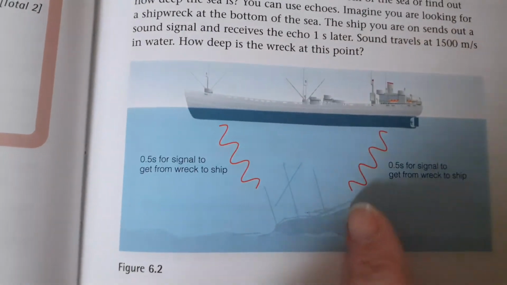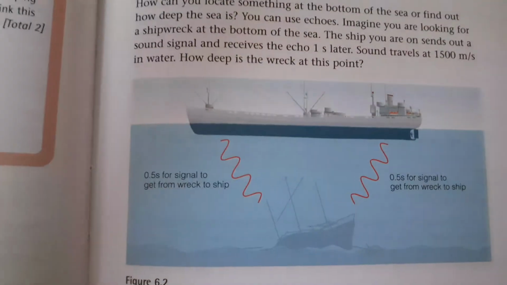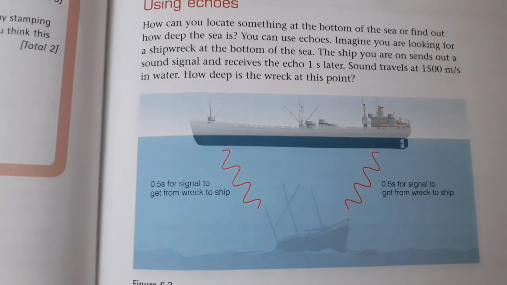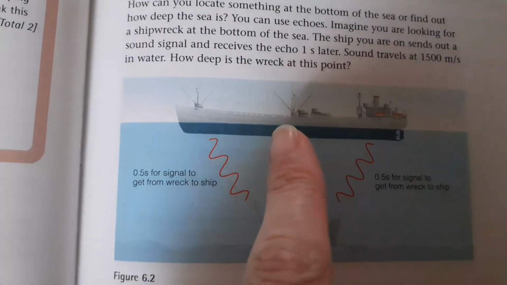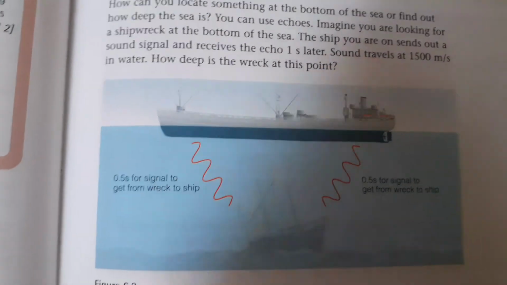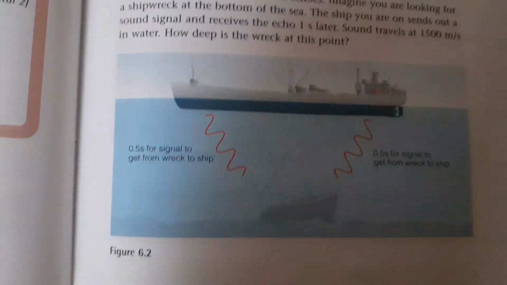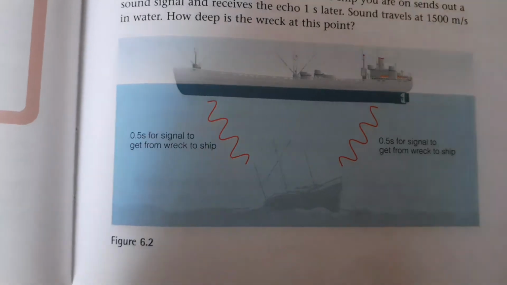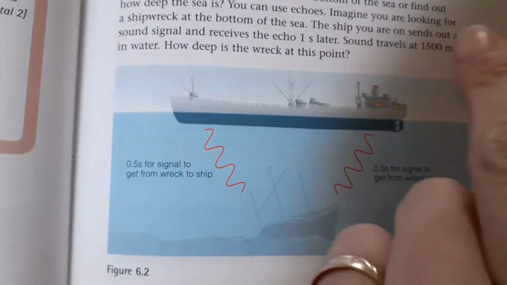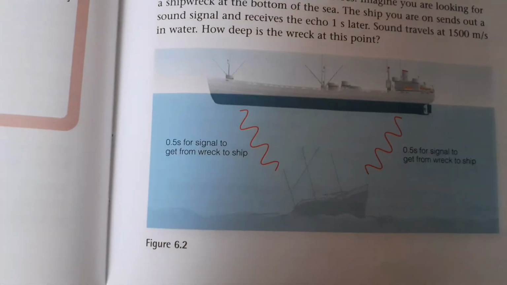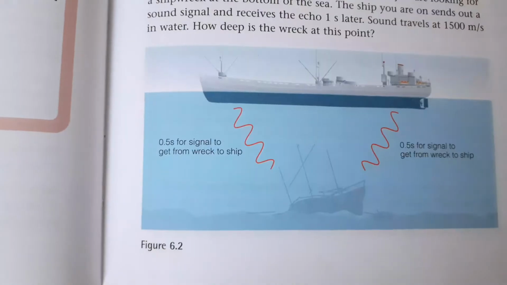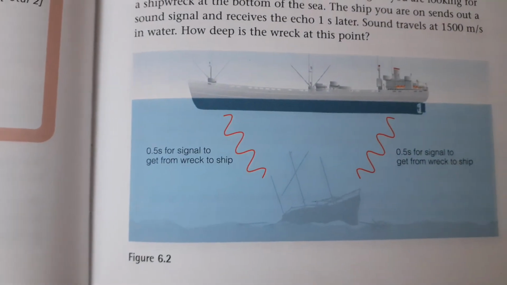Okay, it's not going diagonally because then you'll get an incorrect distance. Okay, so it's going down this way. So it goes down and it comes up. And the speed in water is 1,500 meters per second. So speed is a lot faster in water. Sound is a lot faster in water, sorry.